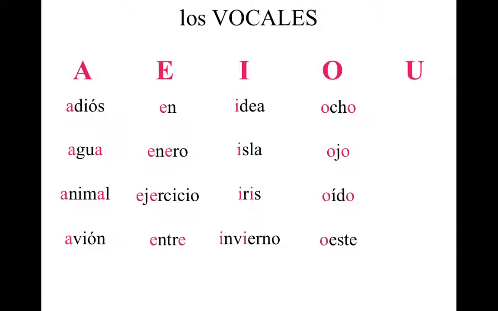Oeste, again, saying all the vowels. Oeste. Oeste is west, like the direction west. Last one. Ooh, looking at shoes on sale. Ooh, so excited. Uno is the number one. Uno. Uña. Uña is a fingernail. Fingernail. Único. Único is the only one, or it's unique.